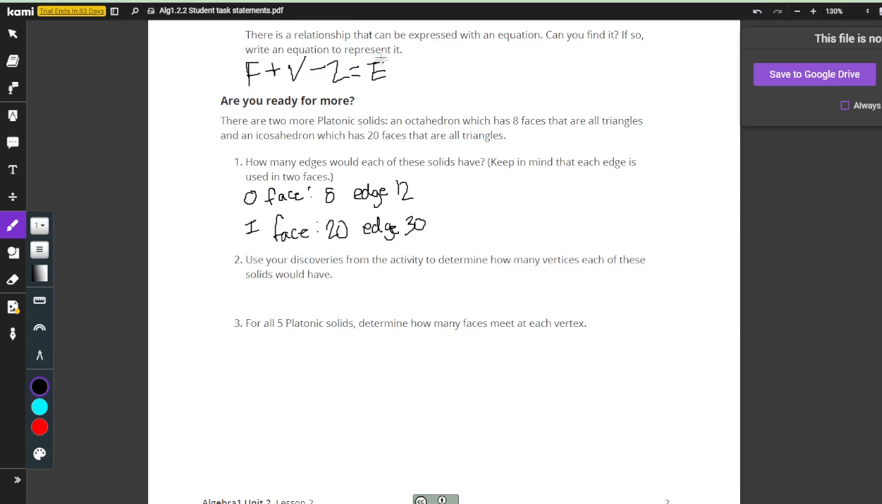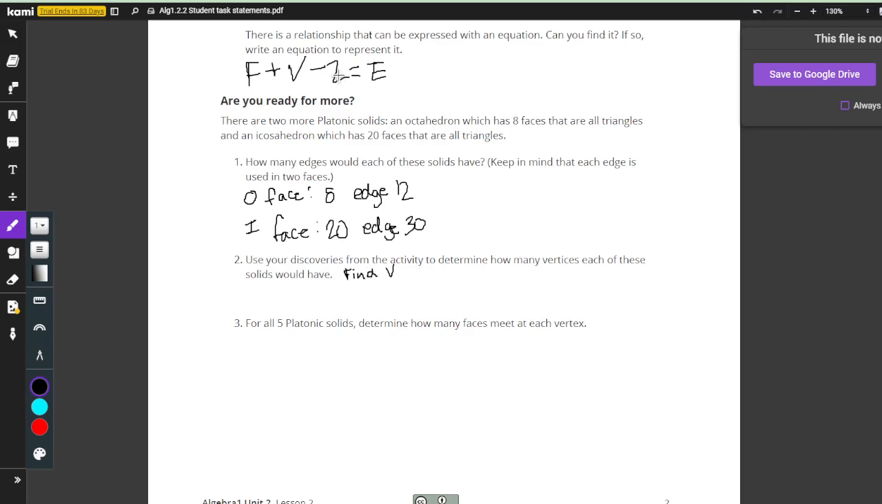Well, we have our formula. We just have to shift it so we can find V. So finding V is our main objective here. So how do we find V here? Well, we can take our formula and we can move things over because we have E and we have the 2 and we have the F. So let's move things over.